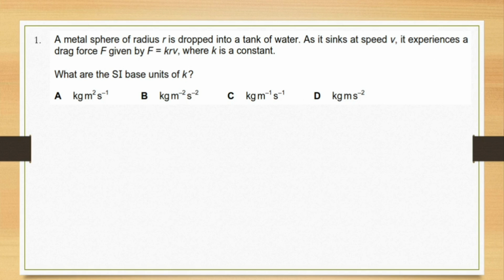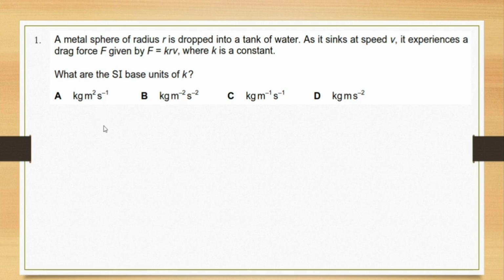A metal sphere of radius r is dropped into a tank of water. As it sinks at speed v, it experiences a drag force F. An equation is given, F equals KRV, where K is a constant. We want to find the SI base units of K.